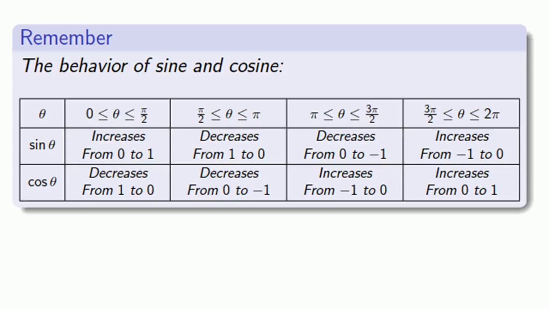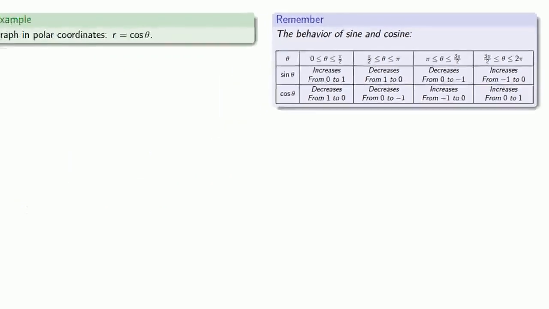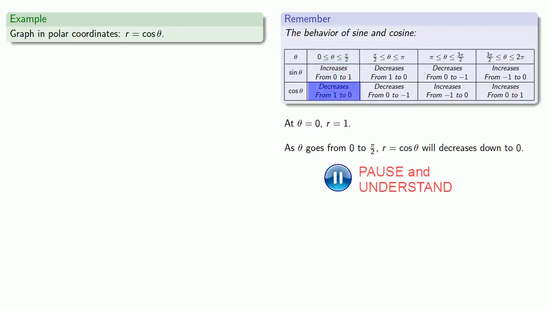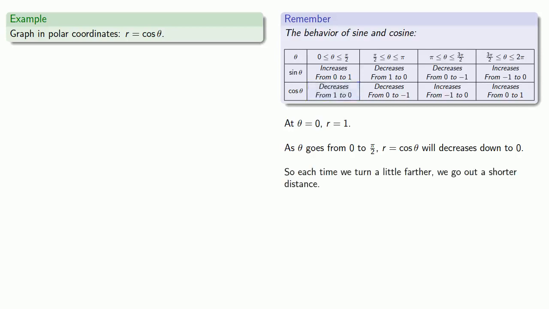So let's take a look at our polar graph again, r equals cosine theta. At theta equals 0, r is equal to 1. As theta goes from 0 to pi over 2, r, or cosine theta, will decrease down to 0. So each time we turn a little farther, we go out a shorter distance. So we might trace a path that looks like this.